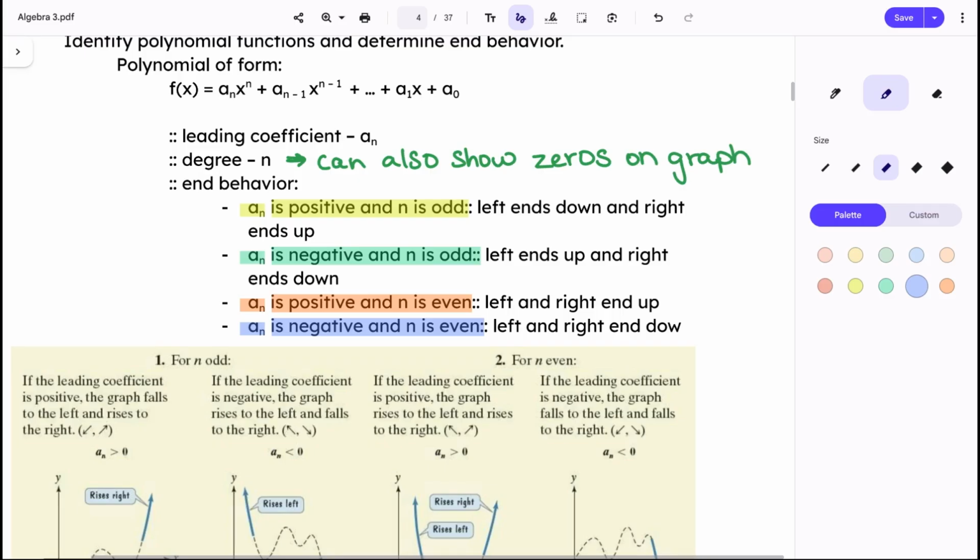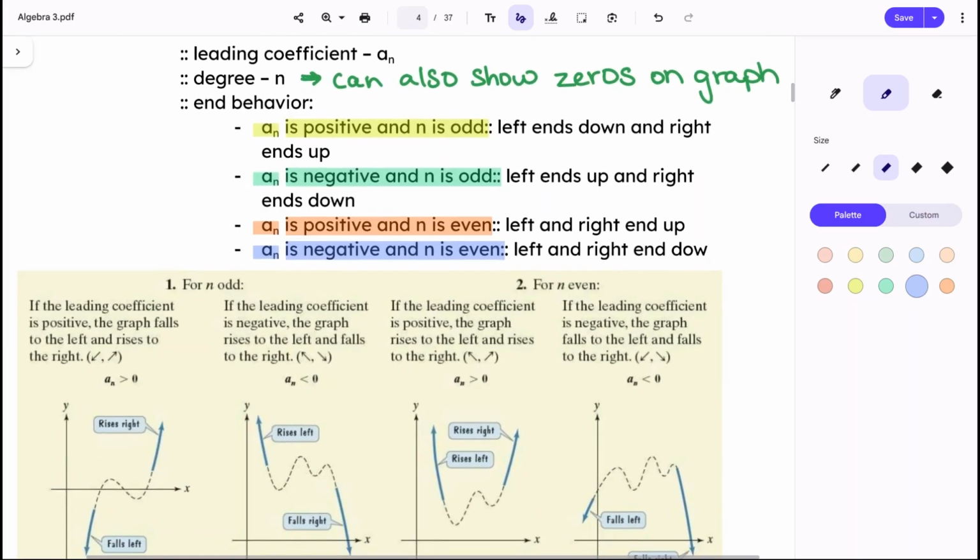So the first one that I highlighted is saying if your leading coefficient is positive and the degree of your polynomial is odd, the left side of your graph is going to end by going down forever, and the right side is going to end by going up forever. So if you can pull those two things, you're going to know what the end behavior looks like, and then we just have to figure out what's going on in the middle. And so all of these give you different cases. The second one is talking about if your leading coefficient is negative and your degree is odd, the left is going to end going up, the right is going to end going down.